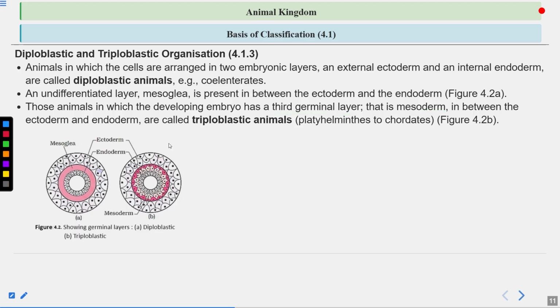So here we can see the figure also for the three germinal layers. This is the ectoderm and this is the endoderm. In between the ectoderm and endoderm, there is a mesoglea layer. Now in the case of triploblastic, we are having the ectoderm, we are having the endoderm. In between the ectoderm and endoderm, we are having mesoderm layer. So this is the difference, mesoglea and mesoderm. Two germinal layers, diploblastic; three germinal layers, triploblastic.